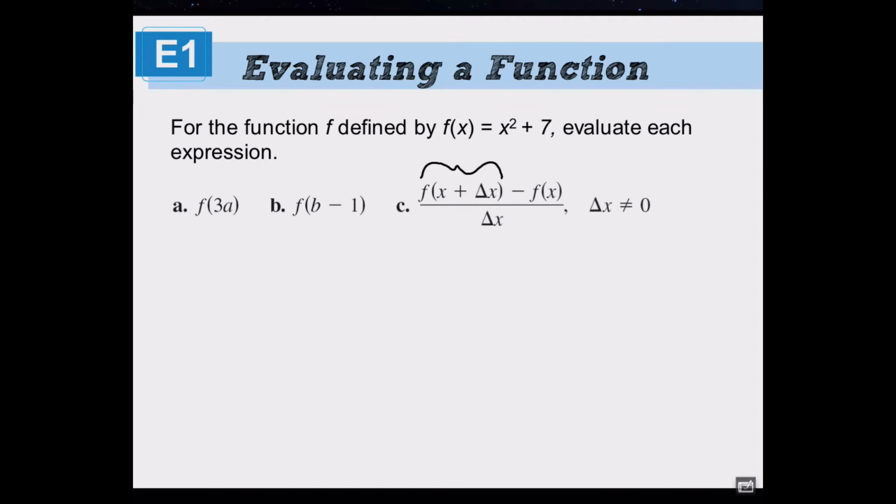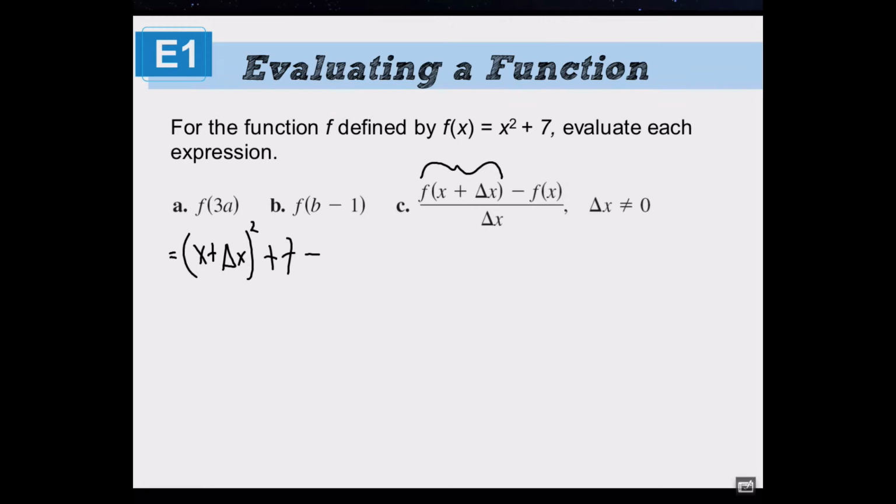What does that mean? What am I going to do? Plug those values in for x squared plus 7. Okay, so I would get what? X plus delta x, and then parentheses, squared, plus 7. Good. And then you would just do minus x squared. Hold on.